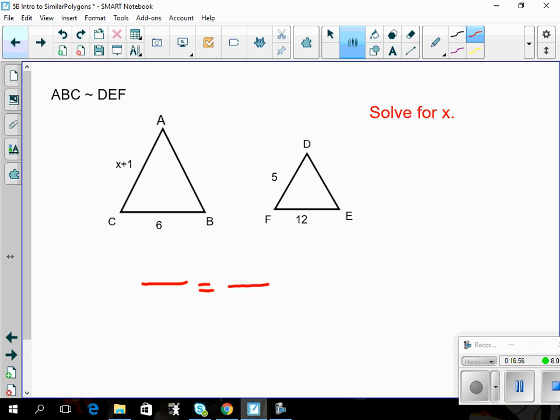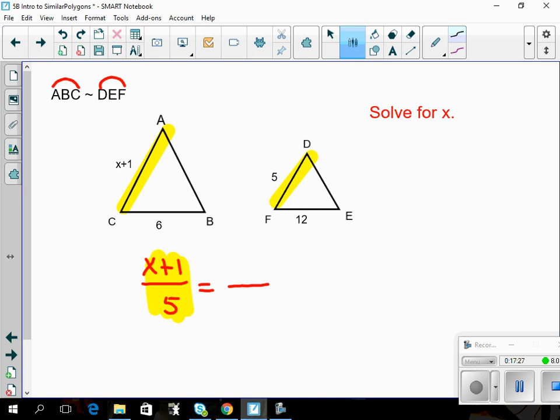So what would the ratio be? Remember, we had to think about the corresponding sides. What does AC correspond to? AC corresponds to DF. Do you agree? So x plus 1 over 5. Is that okay? Because they correspond to each other, right? If I wanted to highlight them, so I know that, those correspond.